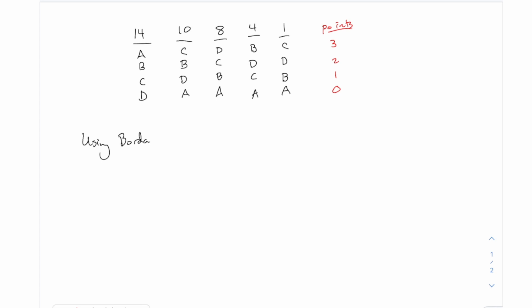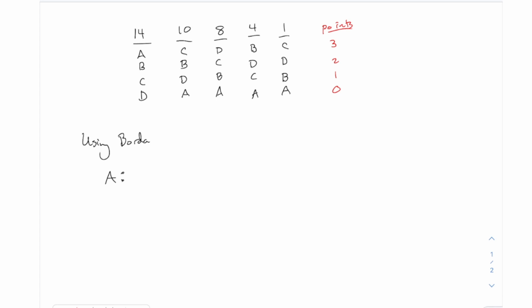All right, and the Borda, as far as the arithmetic goes, is the most complicated. You have to multiply and add to get the answer correctly. So the way it goes is let's start with A, right? I'm going to look across these columns here.